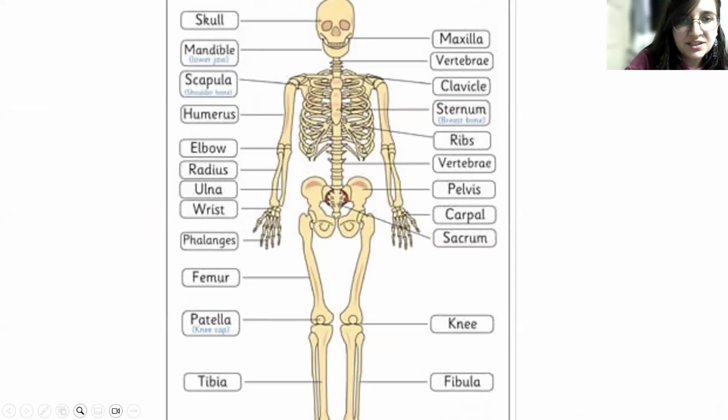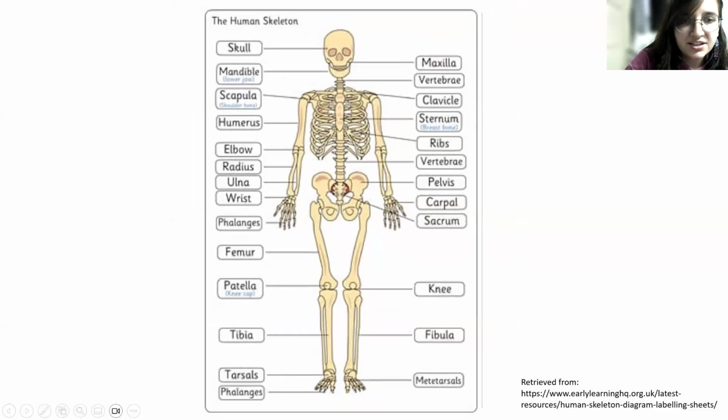This one is the sternum, this is the ribs, the hip bone is the pelvis, carpal is your hands, wrist, ulna is here, the radius is the one here with the thumb. Phalanges, again, you see it here in your fingers, and you also see it in your toes. Phalanges are the small bones.